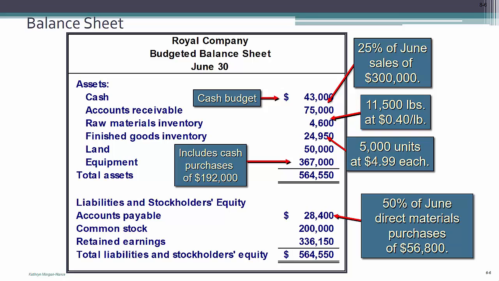The finished goods inventory, $24,950, is taken from the ending finished goods inventory budget, and the land and equipment amounts are equal to beginning balances plus acquisitions during the year. Accounts payable of $28,400 is based on our cash disbursement assumptions. It's 50% of June's direct material purchases of $56,800. And finally, the balance in the common stock account is given and did not change during the year.